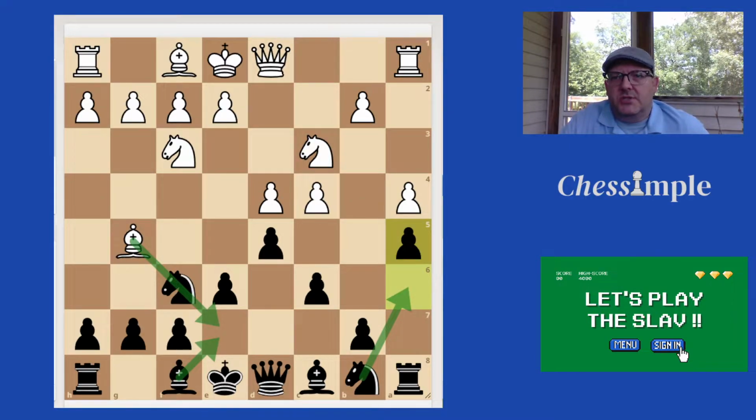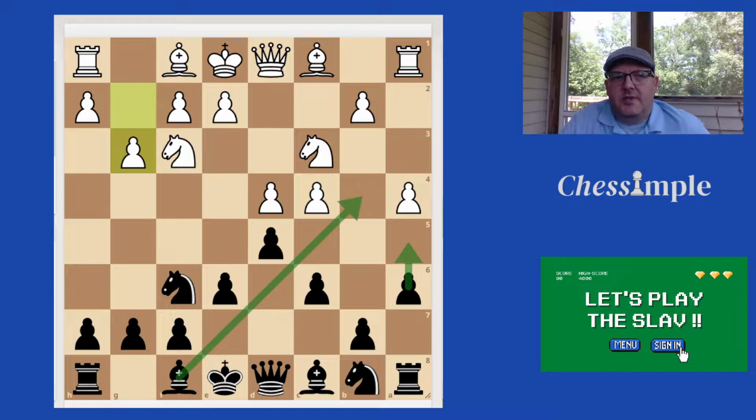You know, it could also come about if they play g3. Well, even in this case, we could move our bishop out to b4 and play a6. Or we could play a5 right away if we wanted. Or we could play bishop to b4. It's kind of our choice.